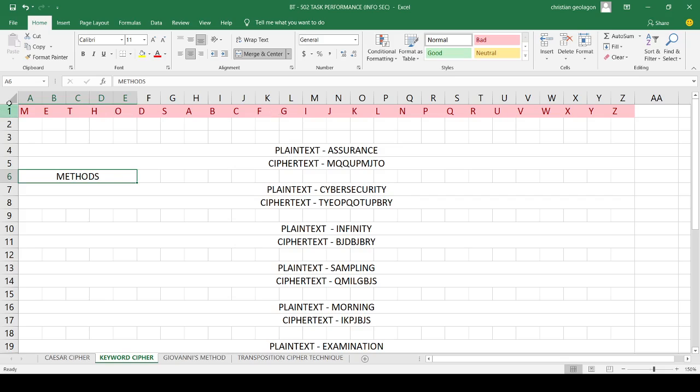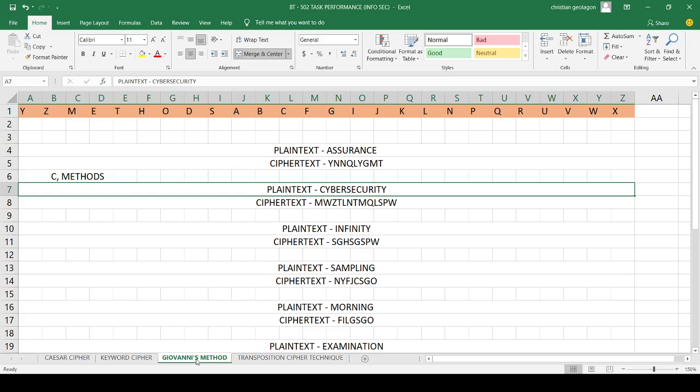So letter A is M, S is Q, S is Q, U is U, R is P, A is M, N is J, C is T, and E is O. So we are finished with the keyword cipher, and next is Giovanni's method.